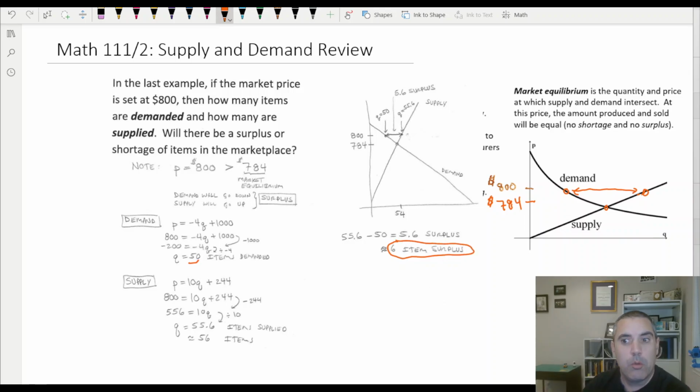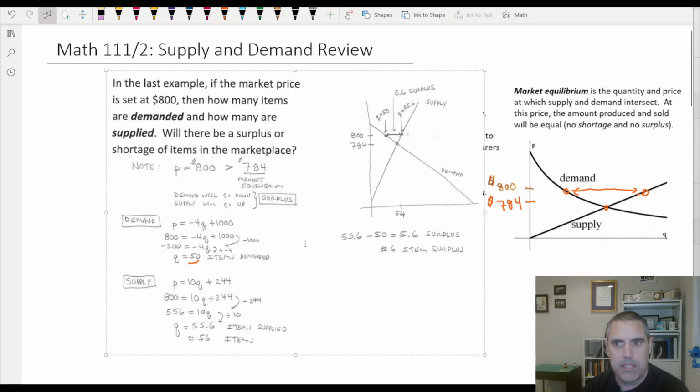And if the price is below market equilibrium, then there's going to be a shortage in the marketplace. It's like at Christmas when there's a popular item. Okay, that's more than you need to know, but it's just a way to think about supply and demand and the two perspectives that are competing.